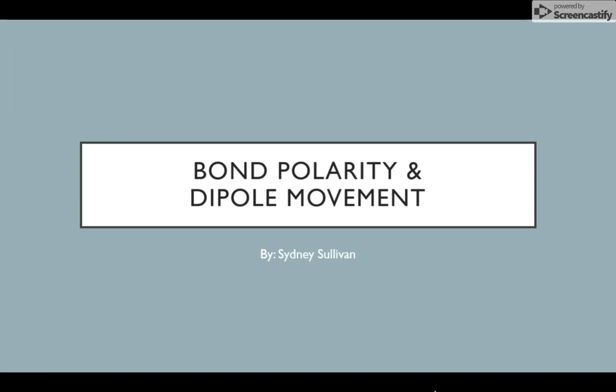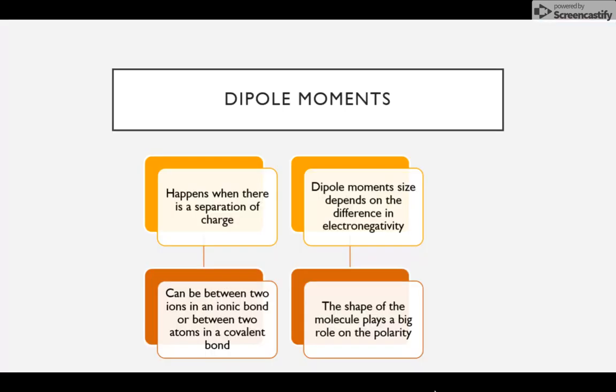Bond polarity and dipole moment. Dipole moments happen when there's a separation of charge. So one ion will have a positive, one ion will have a negative. This can be between two ions in an ionic bond or between two atoms in a covalent bond.